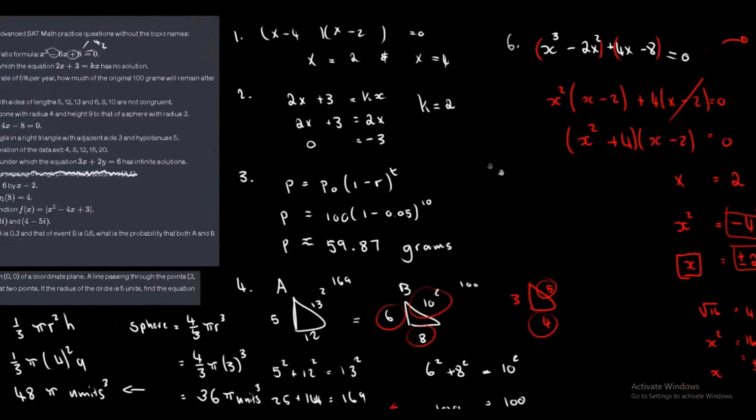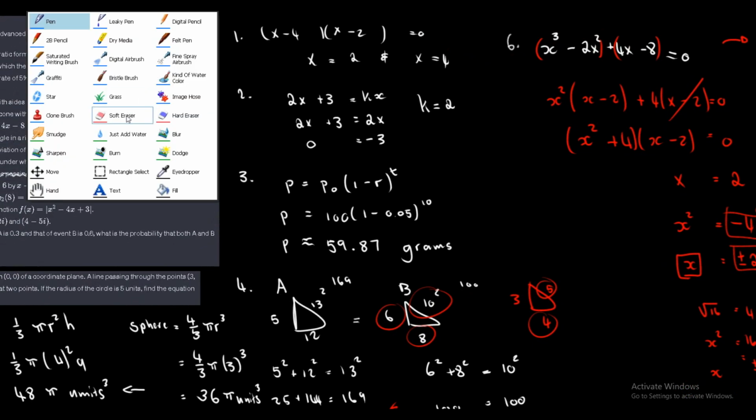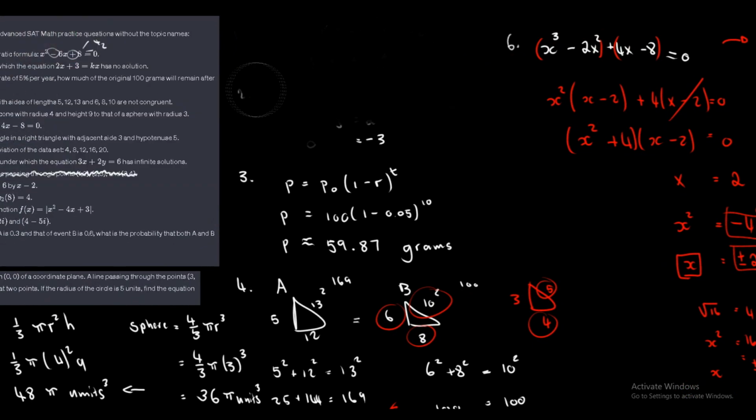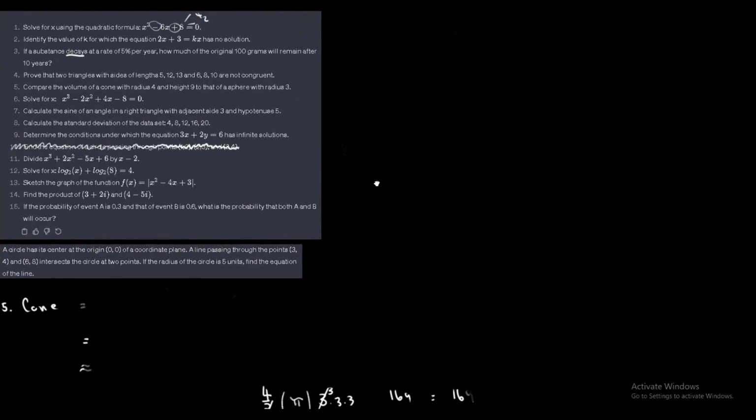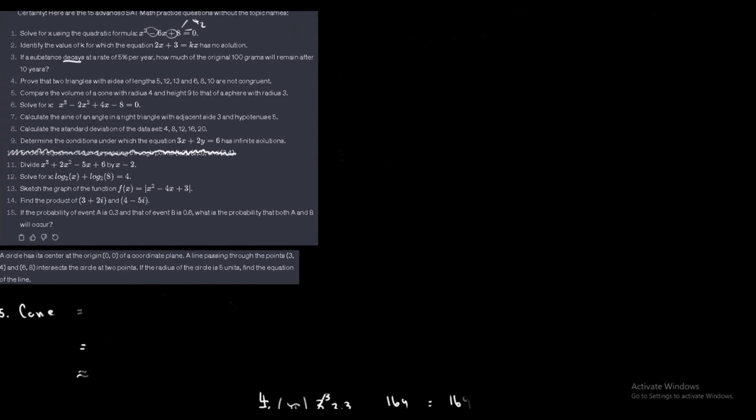Let's look at the next one. Okay, I'm going to grab an eraser. Right, what's the next one? Calculate the sine of an angle in a right triangle with an adjacent side of 3 and a hypotenuse of 4. Okay, this one would be better for you to draw.